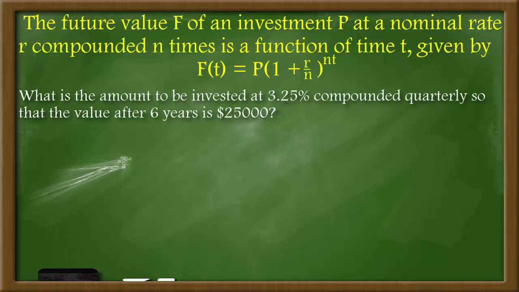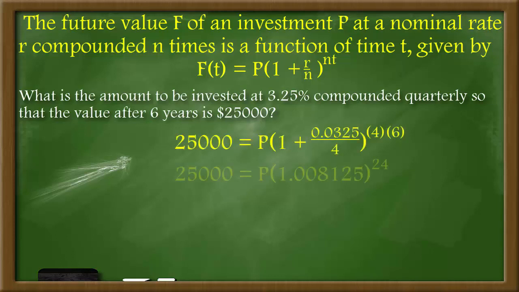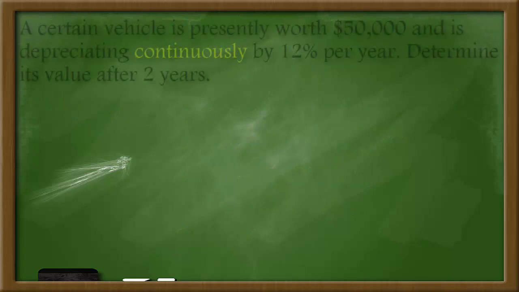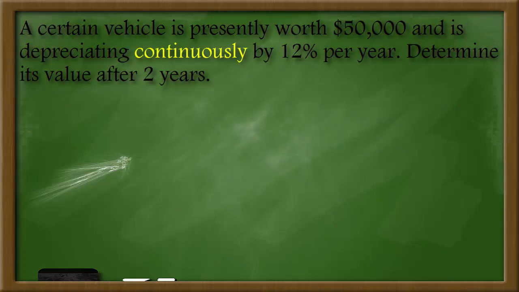What is the amount that would need to be invested at 3.25% compounded quarterly so that the amount at maturity in 6 years is $25,000? Plugging this information in and solving for p gives us the principal value of $20,587. Now we'll consider another exponential function that models asset appreciation and depreciation.